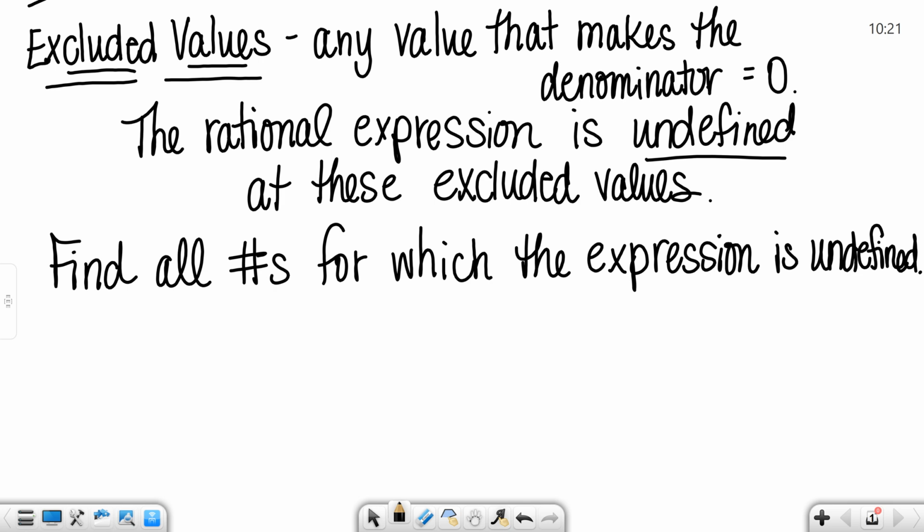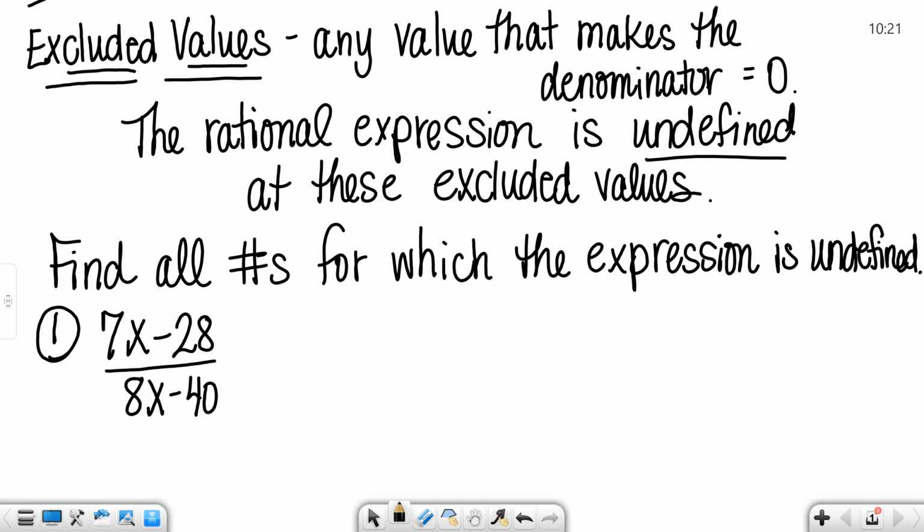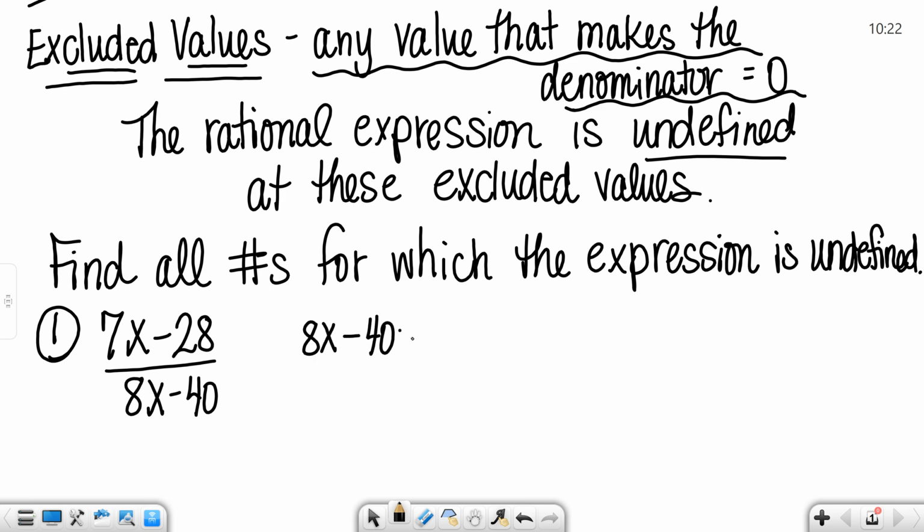All right, so let's start with 7x minus 28 over 8x minus 40. So that is a rational expression. It is a fraction expression. Okay, and we're looking for values for which it is undefined, which means where the denominator is equal to 0. So to work this particular problem, we only care about the denominator. We're going to set the denominator equal to 0, solve that.